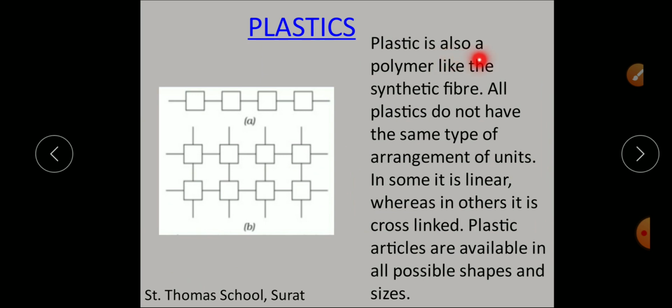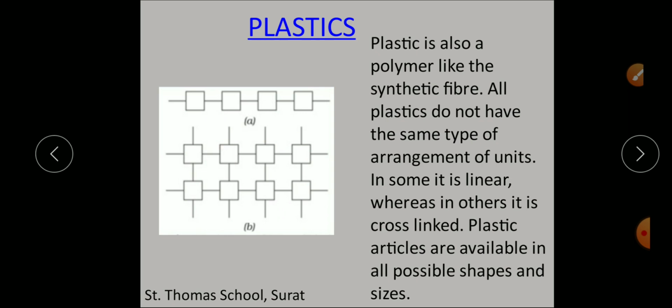Plastic is also a polymer like the synthetic fiber. All plastics do not have the same type of arrangement of units. In some, it is linear, whereas in others, it is cross-linked. Plastic articles are available in all possible shapes and sizes. Students, you can see here the plastics are arranged in a linear way, and in others it is cross-linked. You can see how they are cross-linked with each other.